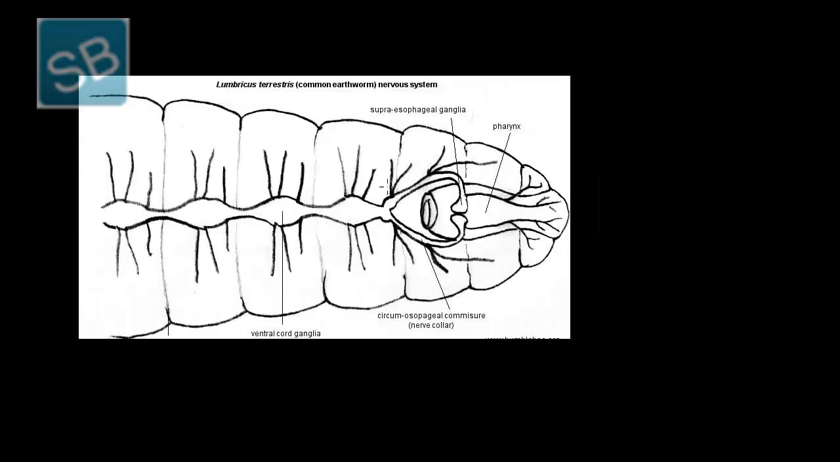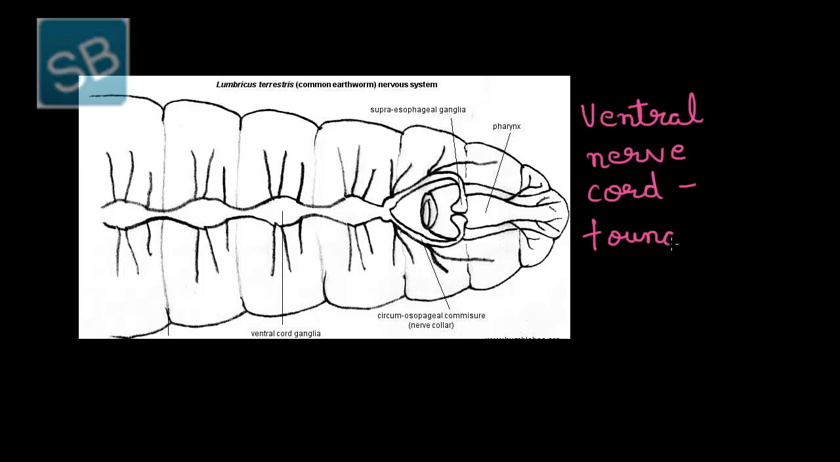Now, as can be seen from the figure, one pair of nerve ganglia is found on the ventral surface of each segment after the fifth segment, which is known as the ventral nerve cord or ventral cord ganglia. Therefore, the ventral nerve cord is found at the ventral surface, and the nerve ganglia are found at the ventral surface of each segment.